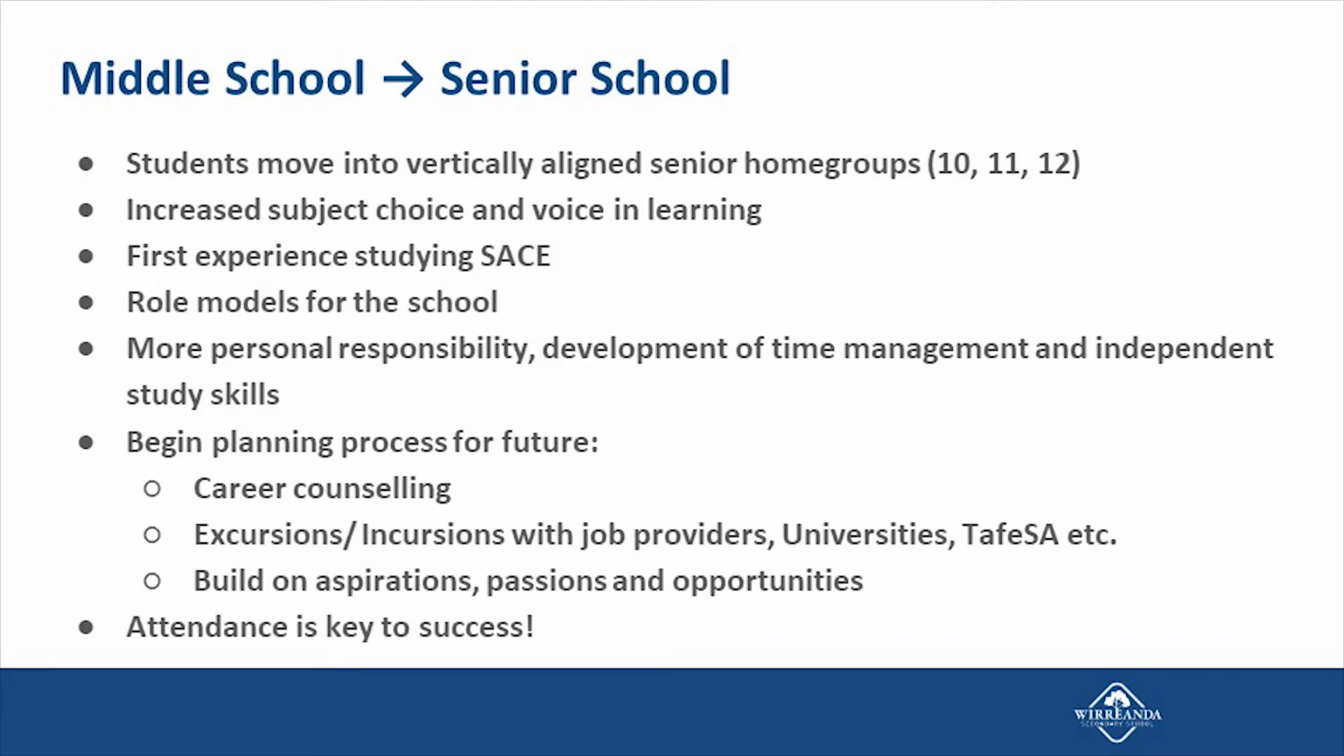So when you transfer from middle school into senior school, there are some huge differences that occur. One of the big ones is that you move into a new vertically aligned home group. So rather than being in the 7, 8, 9 home groups, you are now placed in the 10, 11, 12 home groups. And that's very deliberate because we want students to have those role models that are older than them that can share their experiences with them.